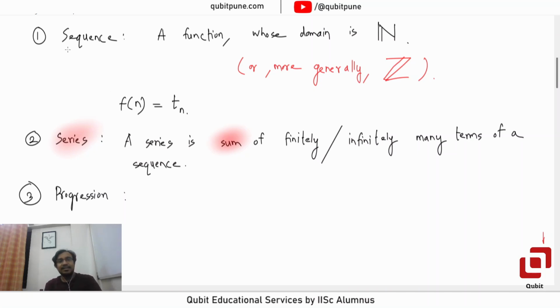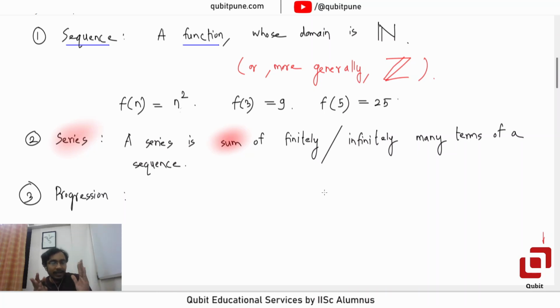Look. A sequence is essentially a function, right? And because it is a function, there isn't any order associated with a sequence. So, for example, when I say f of n is equal to n squared, when I say f of 3, you will say 9. When I say f of 5, you will say 25. But in a progression, we arrange the terms in a sequence in a specific order, and then it becomes a progression.